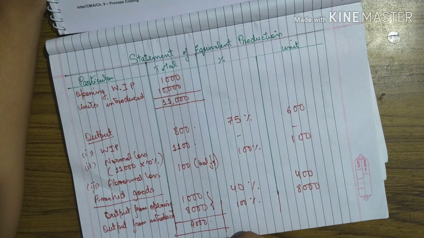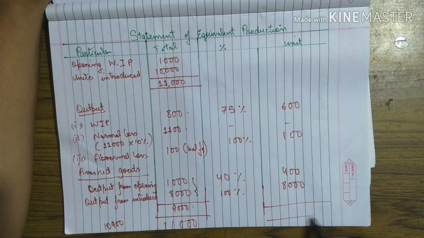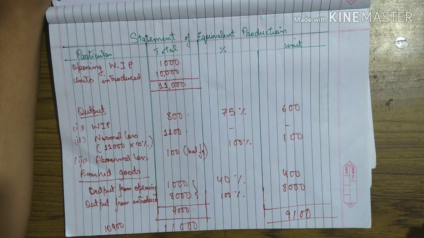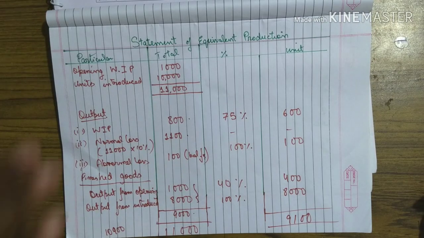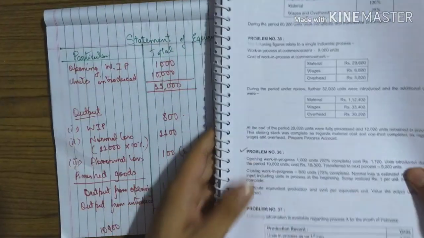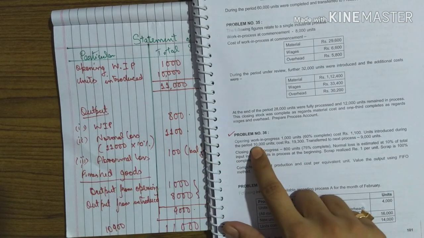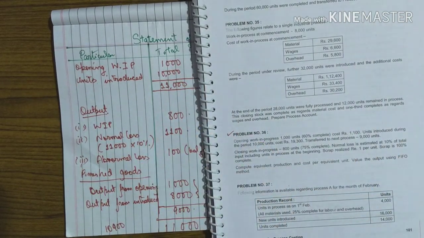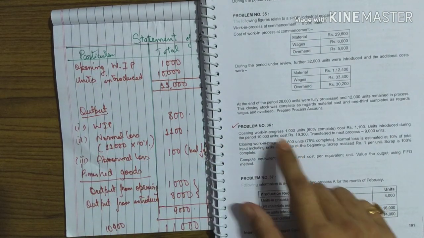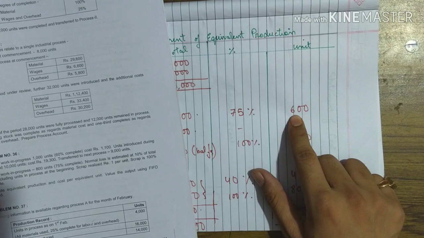Alright, and this sums to 11,000, and here we can also calculate 1,900. So I'll just give you a basic recap on this. First, we need to write the opening WIP, which is 1,000. Then the units introduced, 10,000, which amounts to 11,000. Then the closing WIP, which is 800 as output. 75% is completed in this process, so we'll be writing 75%, which amounts to 600.